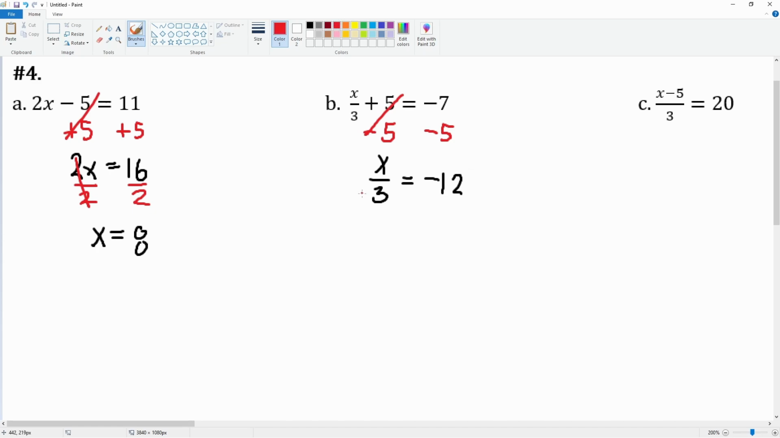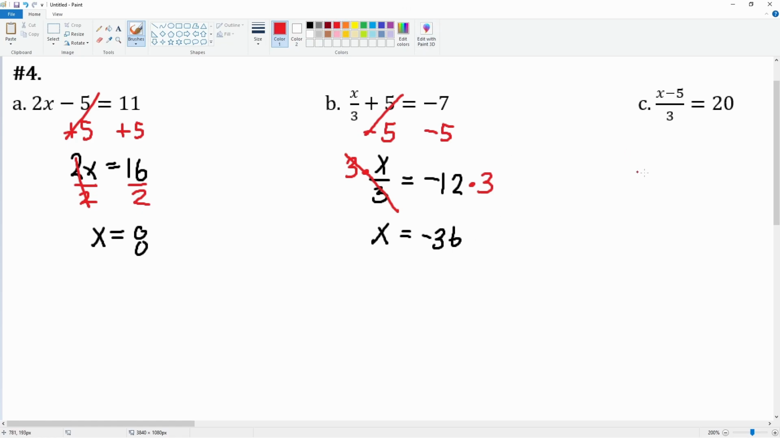To get rid of this divide by 3, we multiply by 3 on both sides. 3 on top, 3 on bottom does cancel, leaving you with a 1. So it's x on the left hand side. On the right hand side, negative 12 times 3 is negative 36.